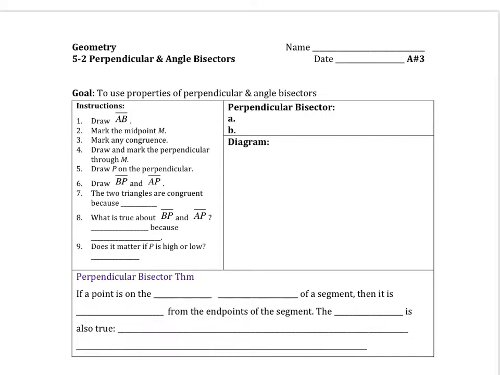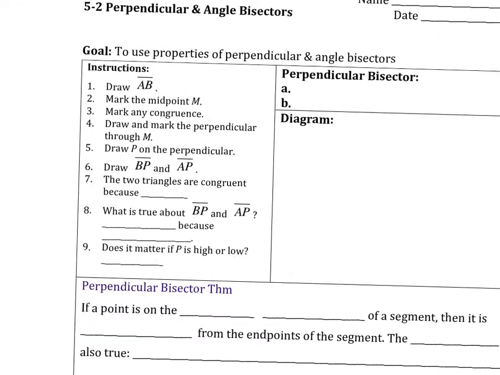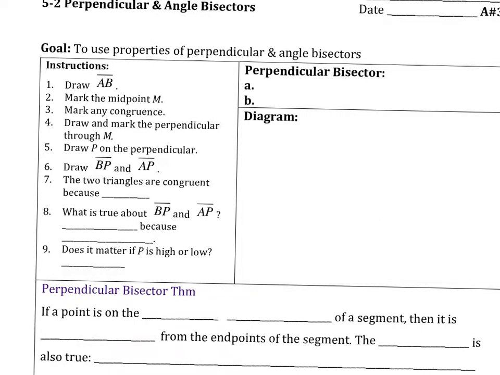On this great day, what we want to do here is we're going to talk about using properties. First off, we want to know what those properties are of perpendicular and angled bisectors. So let's follow these instructions, and then we're going to define an angled bisector momentarily here.